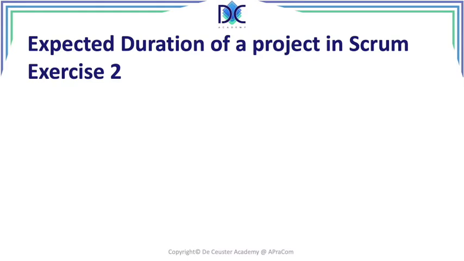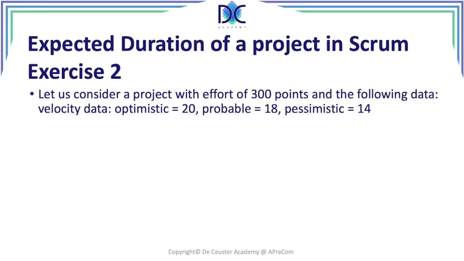Let's have a look at the second exercise. Here we have a project with an effort of 300 points and the velocity data, optimistic 20, probable 18 and pessimistic 14. Be careful here because optimistic and pessimistic is a little bit different than in the other case. Here we want to have the highest velocity. So 20 is the optimistic and the pessimistic is 14. It will make a small change in our formulas when we calculate the standard deviation.